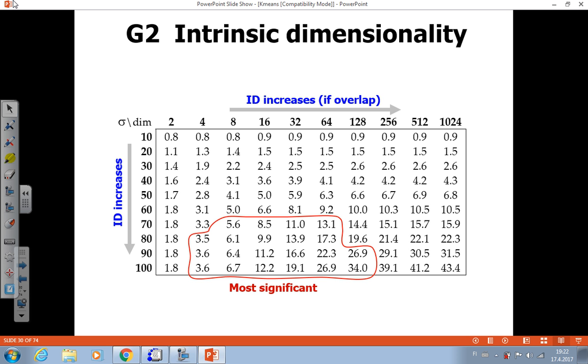And intrinsic dimensionality, well, I don't know what special could be said about this data, but it seems that the most significant changes when we increase the dimensions happen in this area here. So the intrinsic dimensions increase a lot, starting, depending on the overlap, from 4 to 60 dimensions, and then after 128 or so, it still keeps increasing, moving to the right, but not so much anymore.